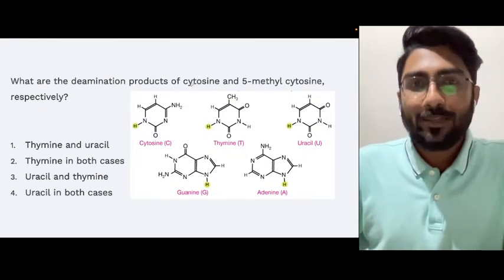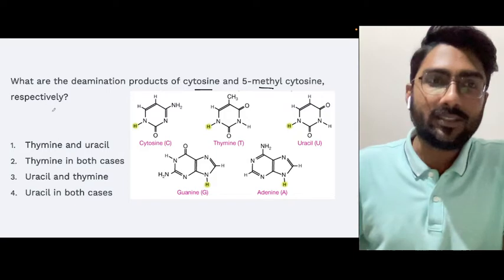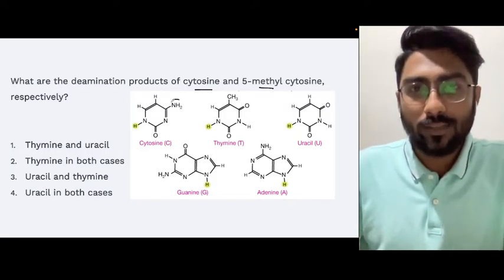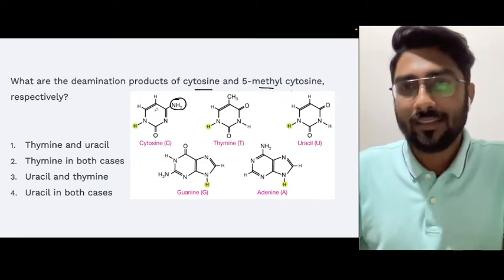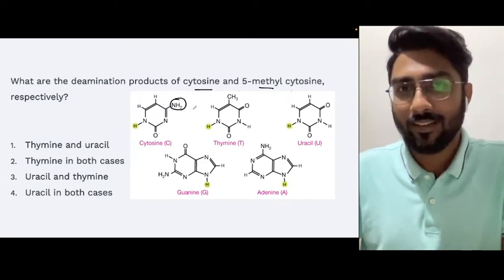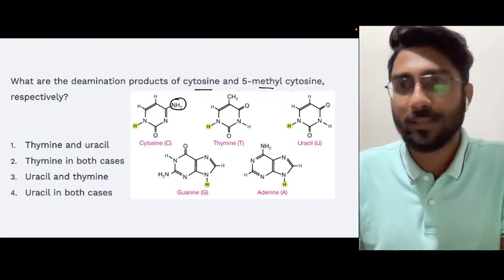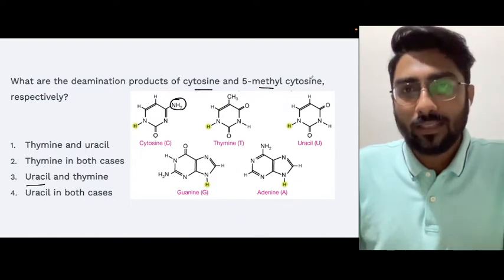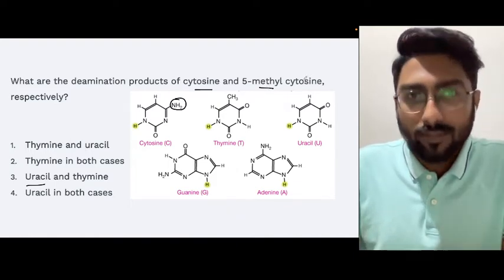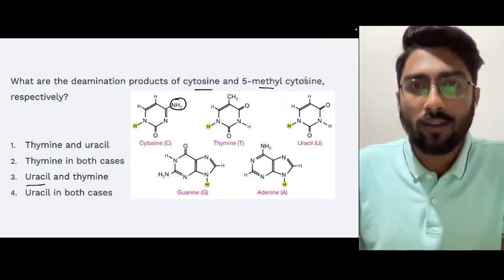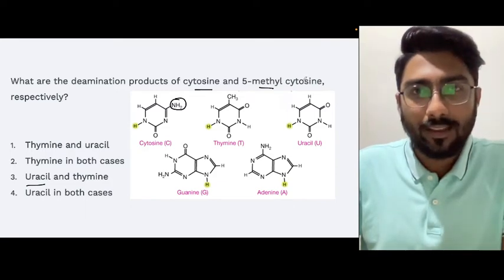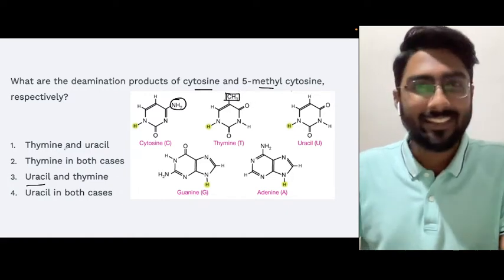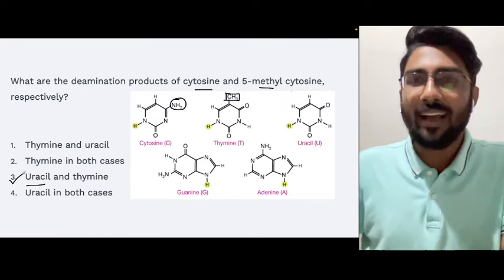What are the deamination products of cytosine and 5-methyl cytosine respectively? So if we deaminate the cytosine, here is the cytosine, we will get, see, uracil, right? The amine group is not here. Got it? So uracil. And the 5-methyl cytosine, if we add a methyl group in the 5th position, what will we get? See, thymine, right? So uracil and thymine.